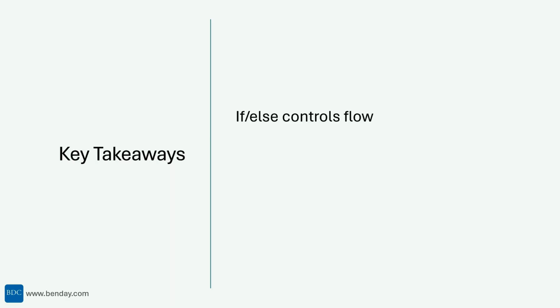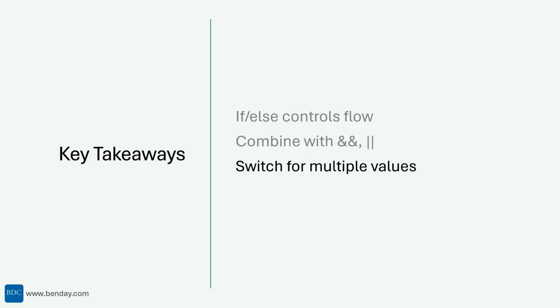If-else statements let your program make decisions and take different paths based on conditions. Use and for and, or for or to combine conditions. Keep them readable. Extract complex logic to methods. When checking one variable against many values, switch is often cleaner than multiple if-else statements. Check for null before using reference types. The null operators make this much cleaner.